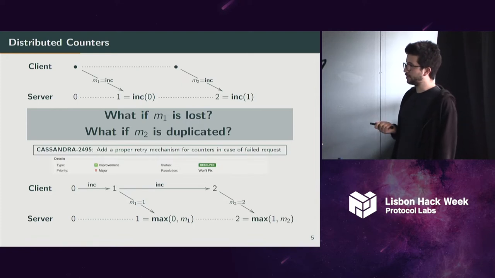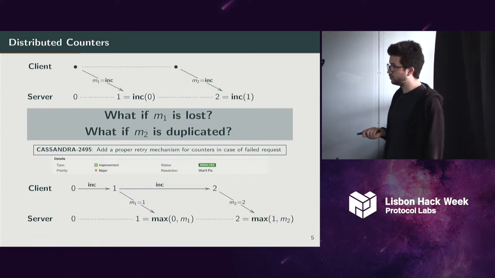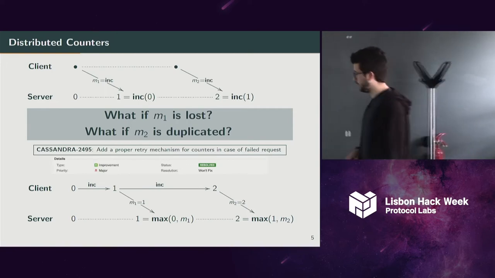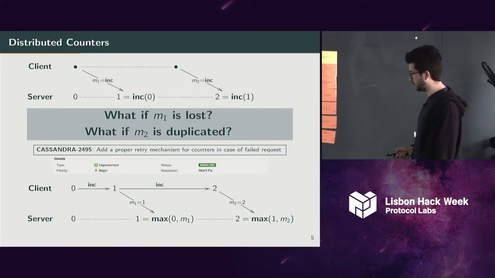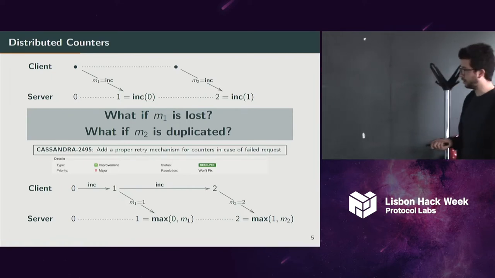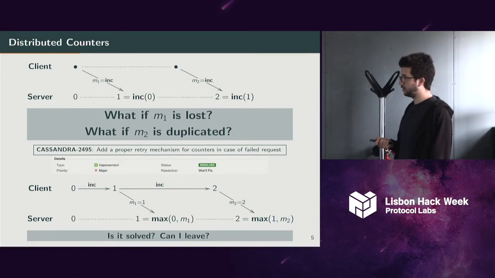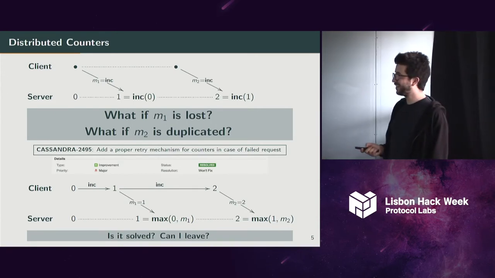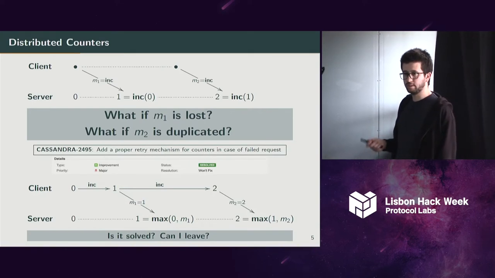And now we can make the same questions as before. So what if M1 is lost? That is fine, because when we do this here, we get a zero, and we do the maximum between zero and two, we get two. And we can even send M2 again, and that's fine. Maximum of two and two, we always get two.